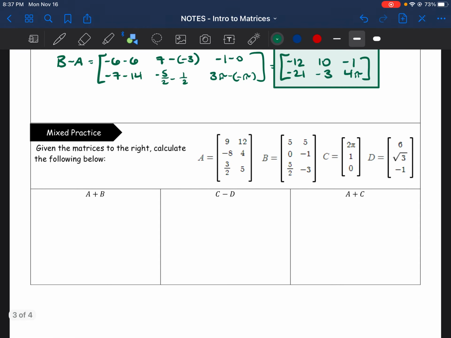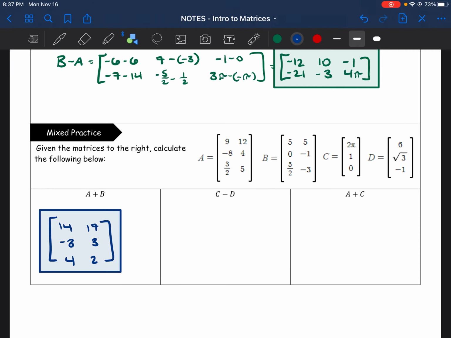All right, for the 3 practice problems at the bottom, for A plus B, this is what I'm getting. 14, 17 for row 1, negative 8, 3 for row 2, 4, 2 for row 3. I checked these with the Desmos matrix calculator, so these should be correct.